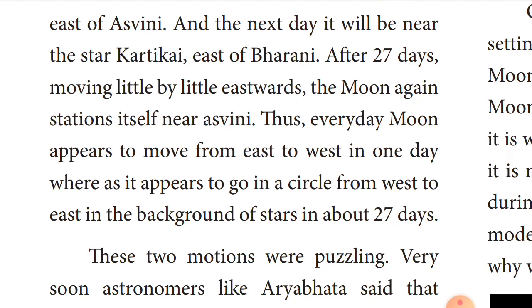After 27 days it moves a little eastwards and again moves to another star, near the Ashwini. So every day the moon appears to move from east to west. At the same time it appears to go around in a circle from west to east against the background of stars in about how many days? Near 27 days.